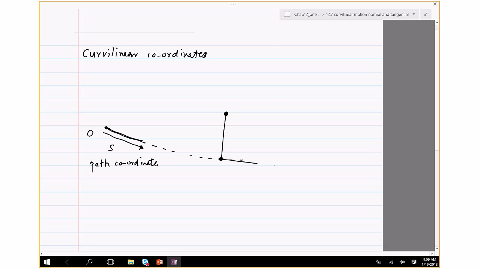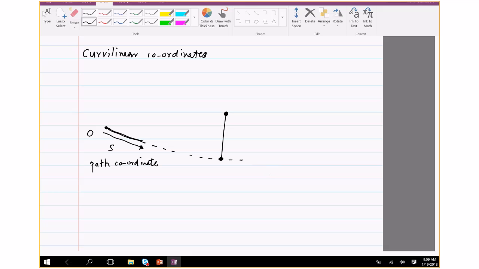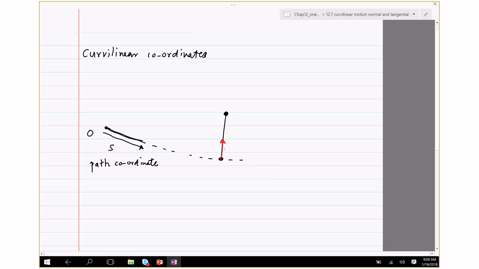you can draw a coordinate frame such that this particular vector is in the tangential direction, this is in the normal direction, and this point here is actually the center of a circle at this point. So based on the fact that you can draw a tangent, there's an imaginary circle here, and that circle has a corresponding radius. I'll denote that by rho.